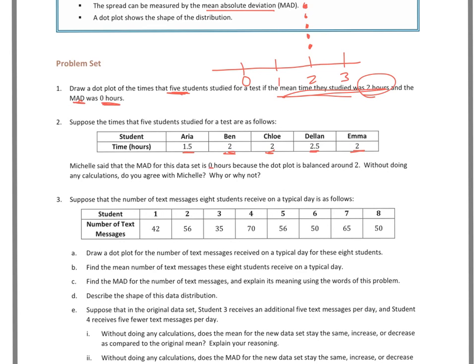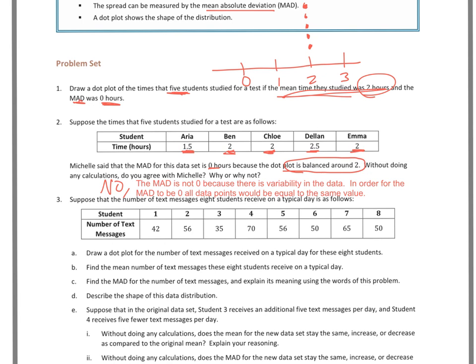Well, first off, I know that if the mean absolute deviation is 0, all of the data points, the 1.5, the 2, the 2, the 2.5, the 2, they would all be the same. So, no. Michelle's not correct because there's variability in the points. But there's something else that she messed up. The mean absolute deviation should not be 0. What she is telling me is that the dot plot is balanced around 2. Well, she's telling me that the mean is 2. So there's my statement there to help out with that.